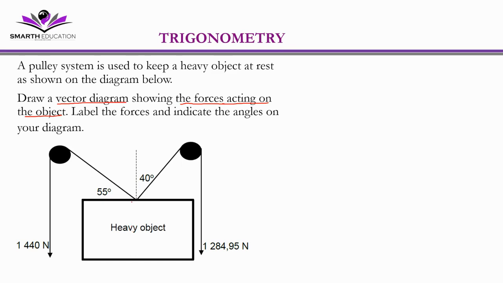So we have this force here, which is 1,440 newtons. And then we have the force here, which is 1,284.95 newtons. And then we have the weight. Okay, we have the weight. So we have 3 forces acting on this object. Now we want to draw a vector diagram for this system.